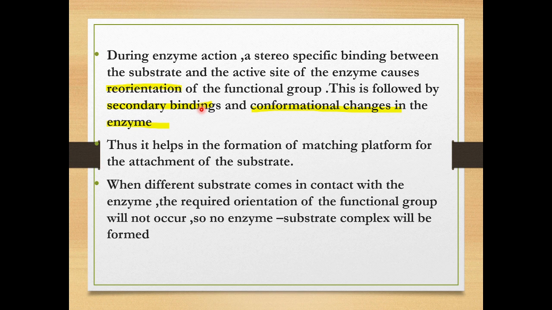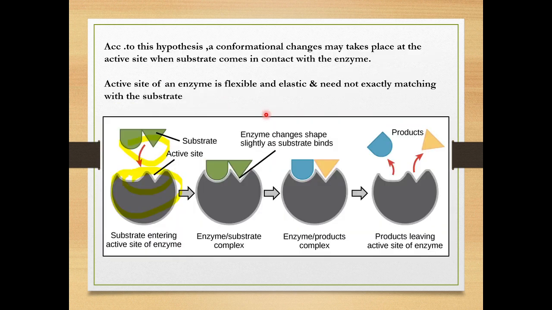Clear? And this is followed by conformational changes in the enzyme. So 3 processes are to be remembered. First one is a reorientation in the substrate active site. Second one is the secondary bindings between the substrate and the enzyme, and third one is the conformational changes. Clear? First one is what?